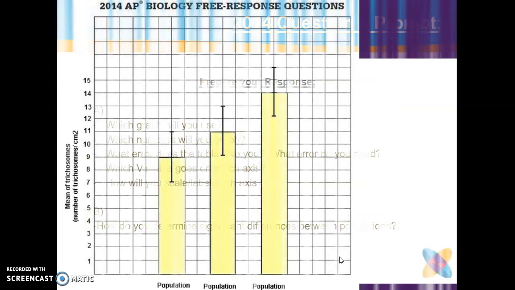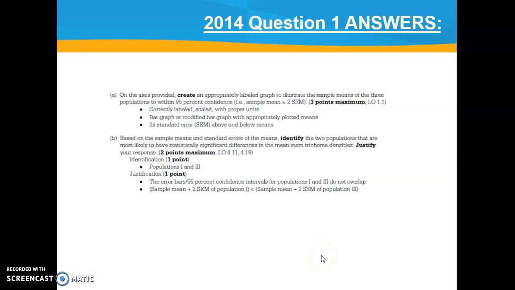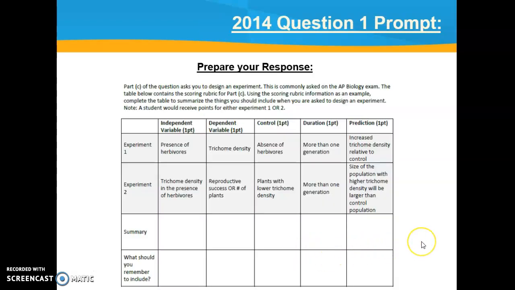Okay, so let's take a look at the rubric. This is part of the rubric that was taken off the College Board's website. They give you 2 possible ways to earn your points. For the designing the experiment part, there are 3 points: your independent variable, your dependent variable, your control, your duration, how long this is going to last, and then your prediction. How would you know if your experiment supported the hypothesis? So here are 2 ways to do this.